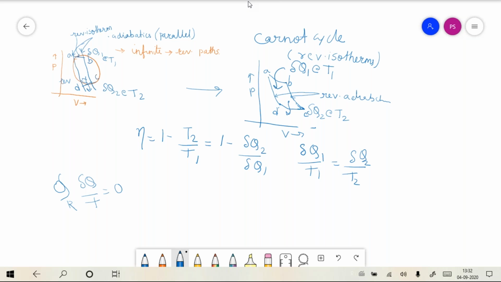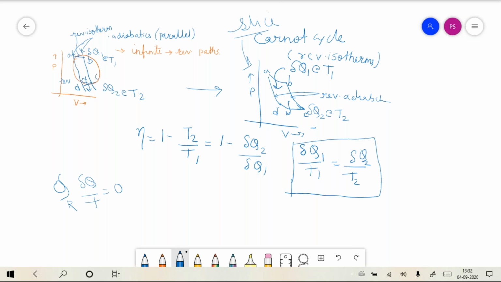How would a slice look like? A slice would look like what is shown here. And that slice becomes a Carnot cycle. One of the Carnot cycles, of one of the slices, is shown over here. And for this slice, I have shown that del Q1 by T1 is equal to del Q2 by T2.